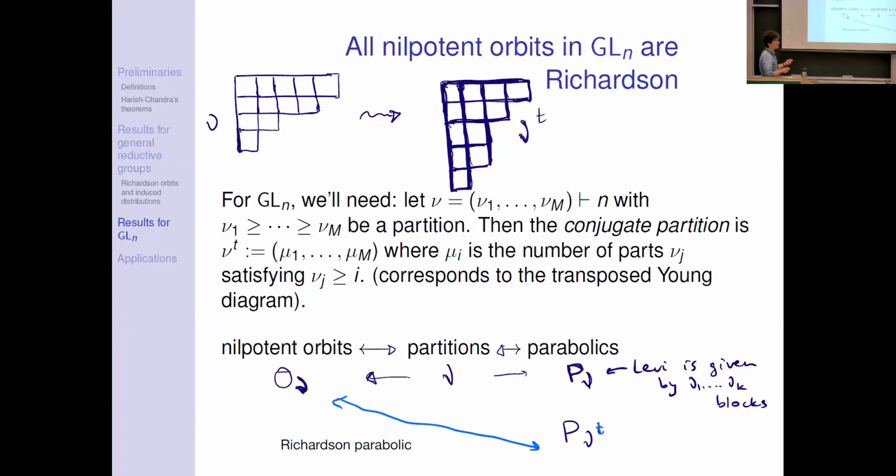Okay, and so now a small piece of combinatorics: the notion of a conjugate partition. Partitions correspond to Young diagrams, so you just transpose the diagram. So here's an example. There is a correspondence between nilpotent orbits and partitions, and on the other hand, partitions correspond to parabolics. Under this, the Richardson parabolic is given by this conjugate partition. That's in Collingwood-McGovern. I don't know how that magic works. I read it every time, but it's still counterintuitive to me. I don't have any insight on how that magic works.